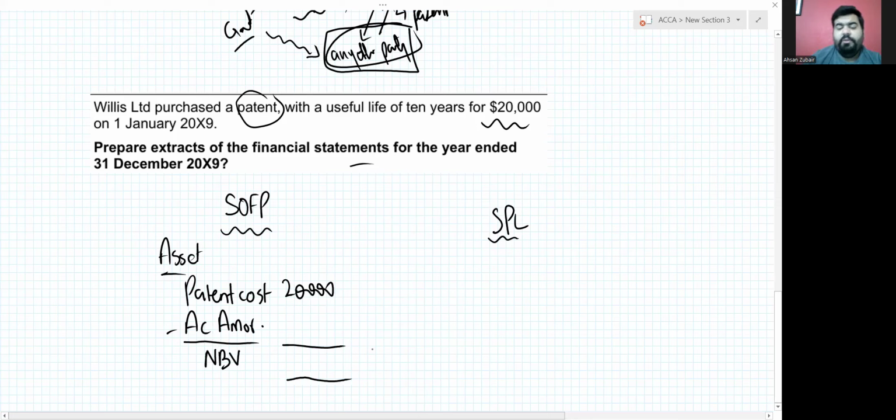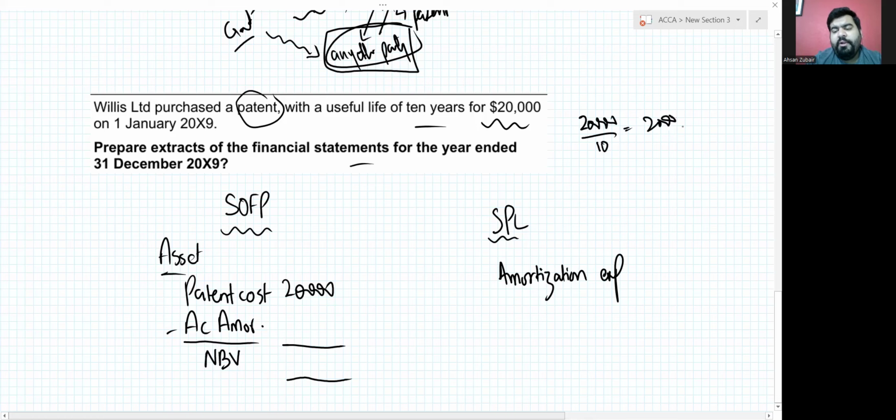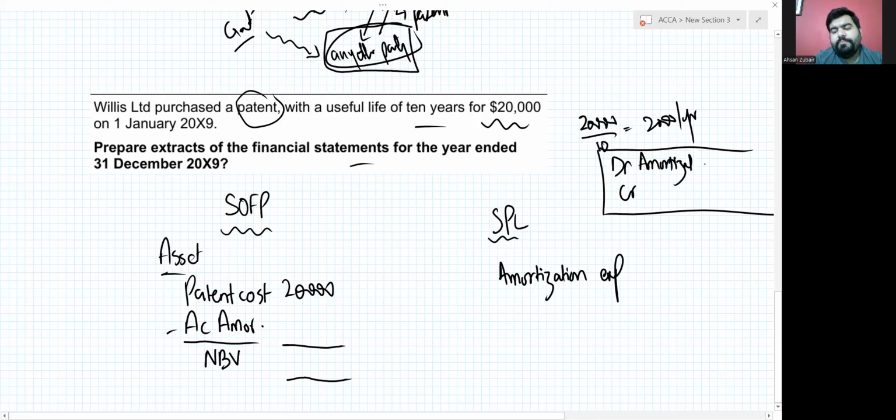On the other hand, SPL will have, if in the year there is any amortization, amortization expense, we will write here. Simple, 20,000 with a useful life of 10 years, simply 20,000 divided by 10 years. As in straight line, it's 2,000 per year amortization, and the entry for it will be the same as depreciation, but here we will write debit amortization expense 2,000, and credit accumulated amortization.